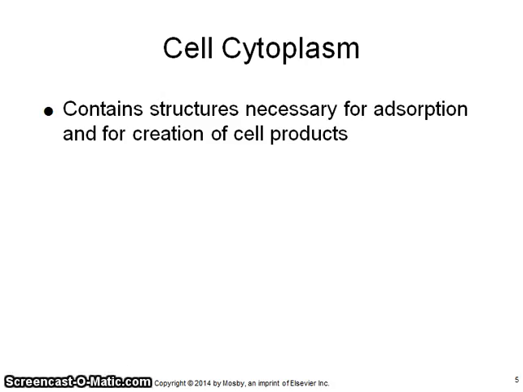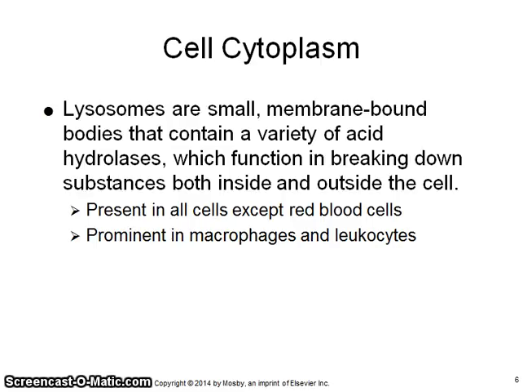The cell cytoplasm contains structures necessary for absorption and for creation of cell products. Lysosomes are present in all cells except red blood cells, but they are prominent in macrophages and leukocytes. They contain a variety of acid hydrolases which function in breaking down substances both inside and outside the cell.